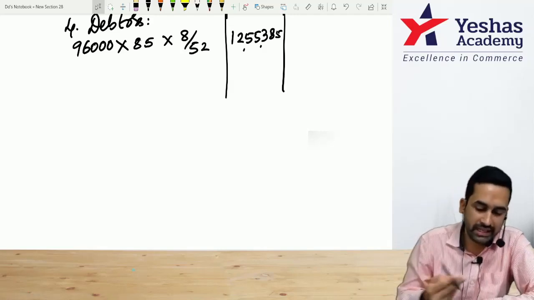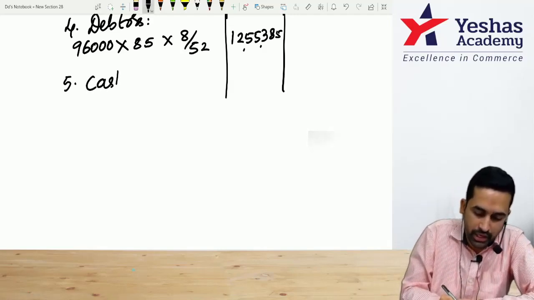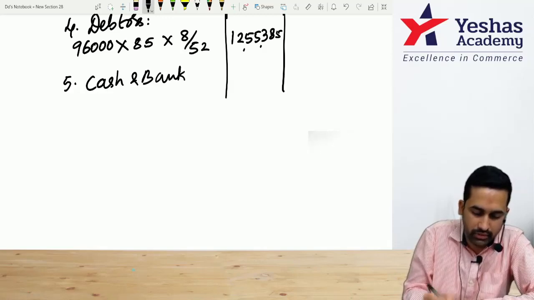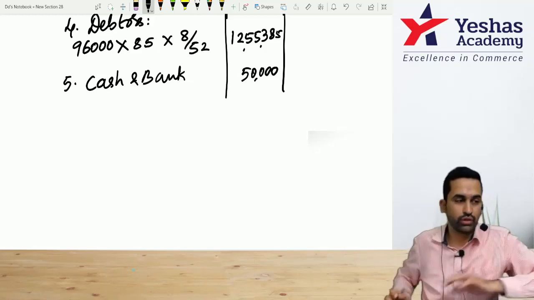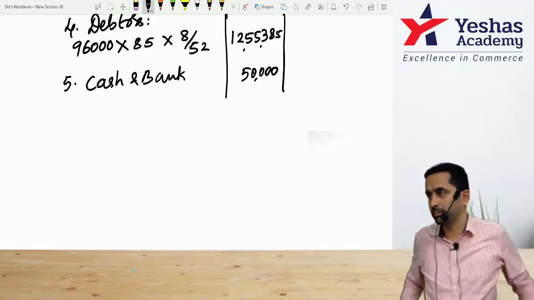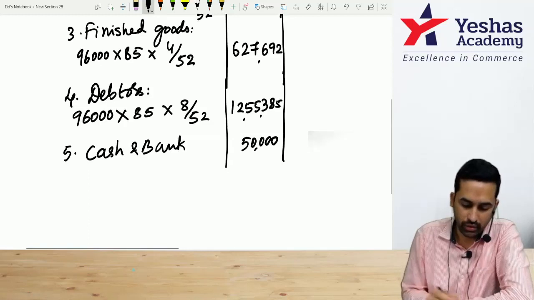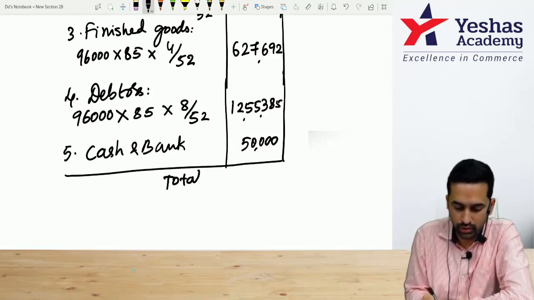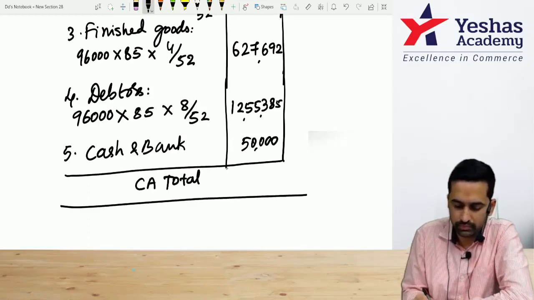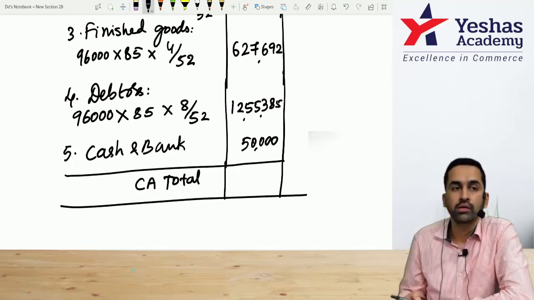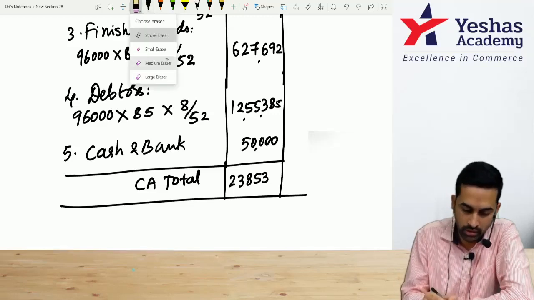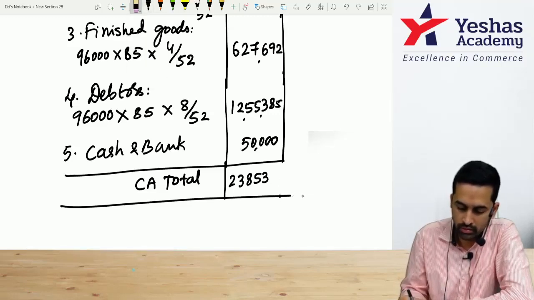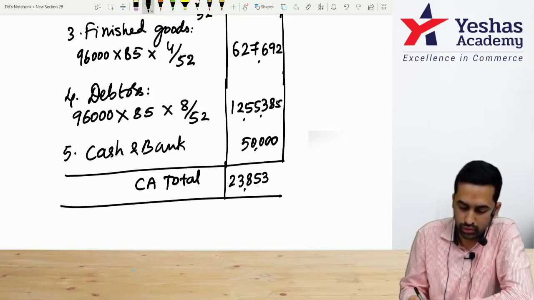Is there any other current asset to be taken? Cash and bank balance, and this is already given because this is something that company will decide how much of cash balance they have to keep with them. And if you add all of this, you get the total of current asset. 2,385,385.